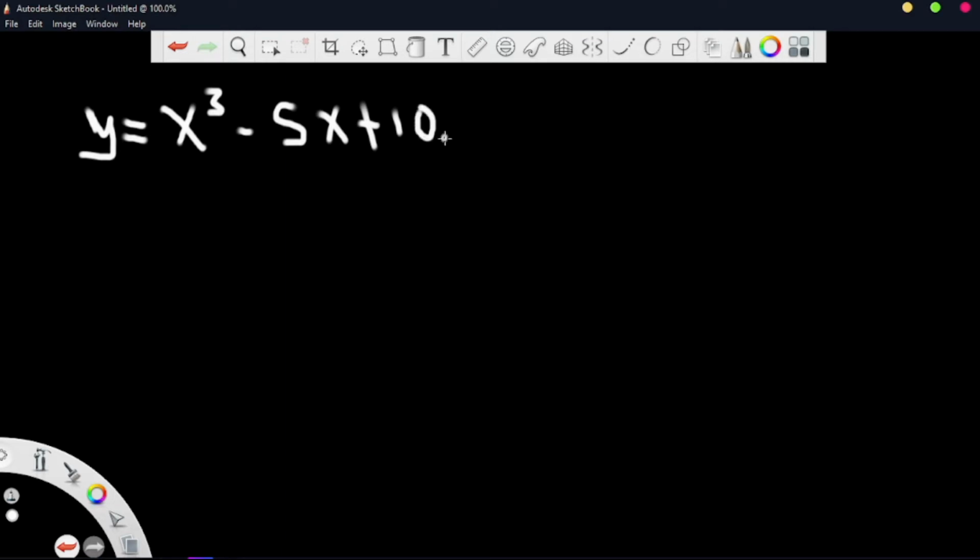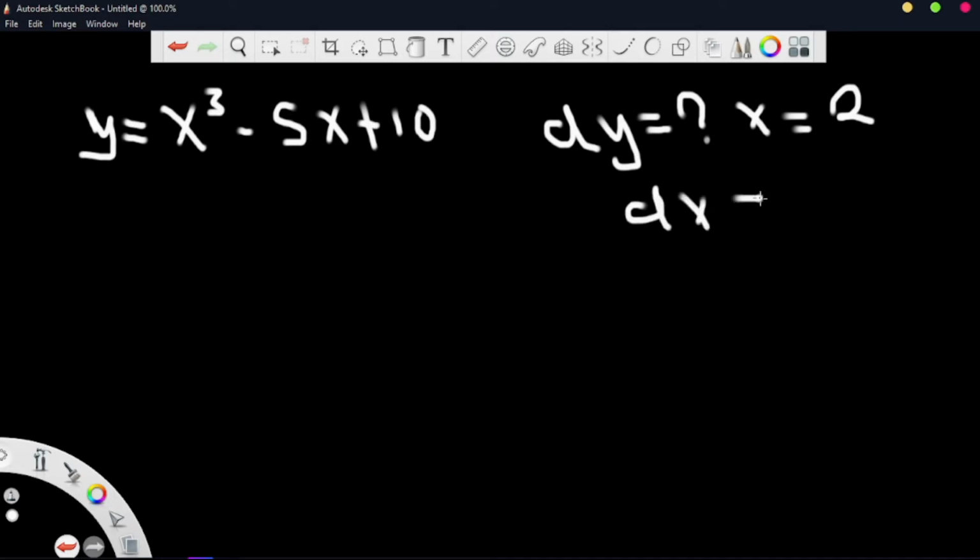So let's say we have been given a problem. Let's say we have been given y is equal to x to the third minus 5x plus 10. So they want us to calculate dy when my x is equivalent to 2 and my dx is given as 1 over 4.